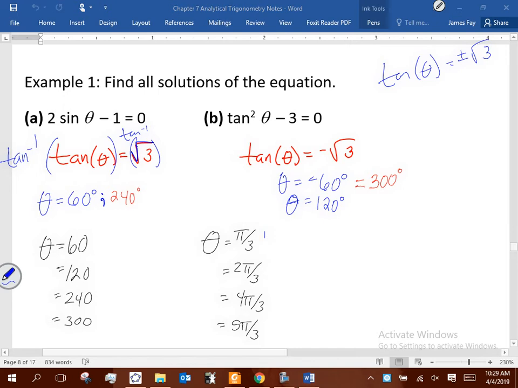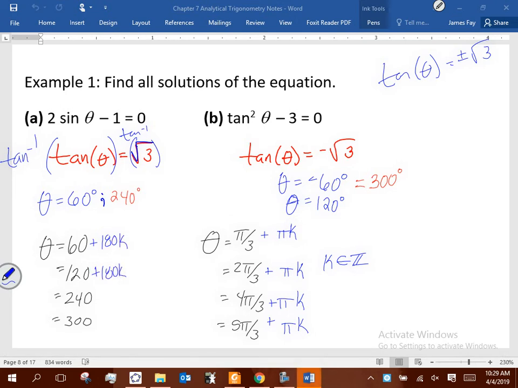Remember yesterday I said we're going to add something to these things? We always add the period times k. What is the period for the tangent function? Pi. Okay, and we said k, so for all of these, k is an element of your integers, right? Over here, if we were in degrees, we'd be adding what? 180k.